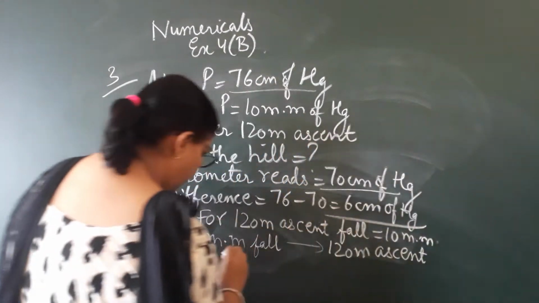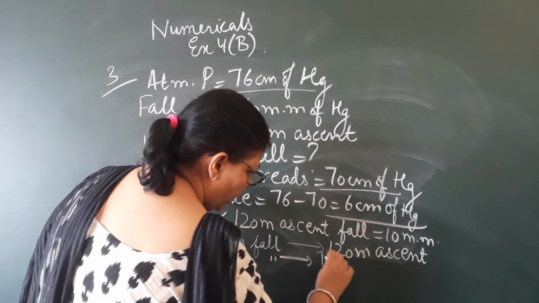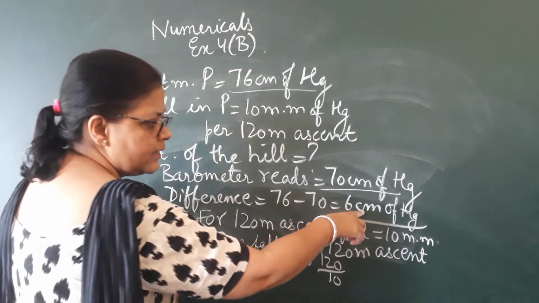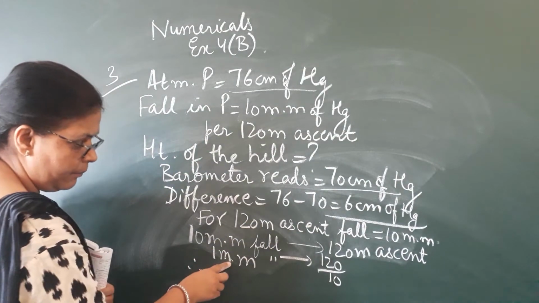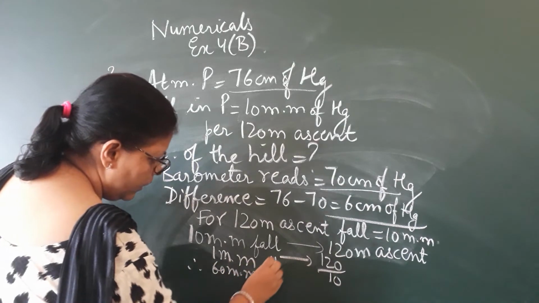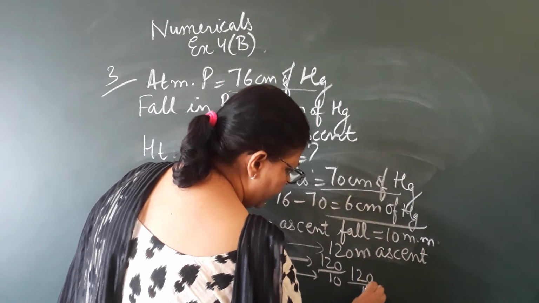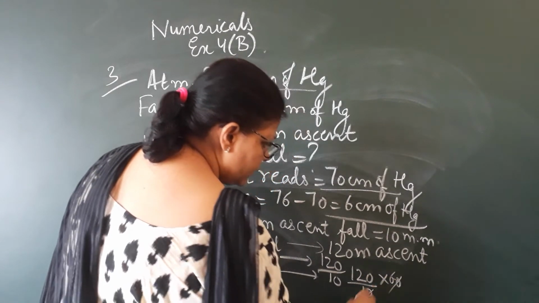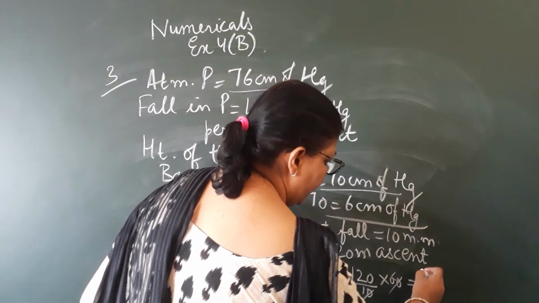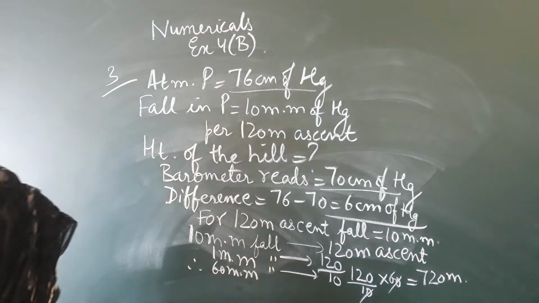So therefore 1 mm fall will be equal to how much? It will be 120 upon 10. But what is the fall? It is 6 centimeters. Now this is mm and this is centimeters, so you need to convert. So you say 60 mm fall will correspond to how much? That will be 120 upon 10 into 60. You solve this and you will get the answer as 720 meters.